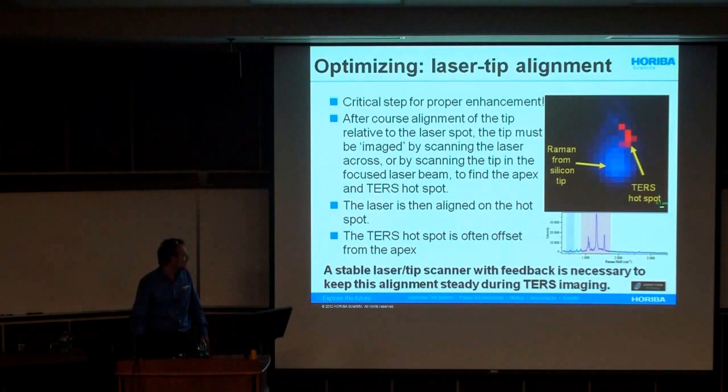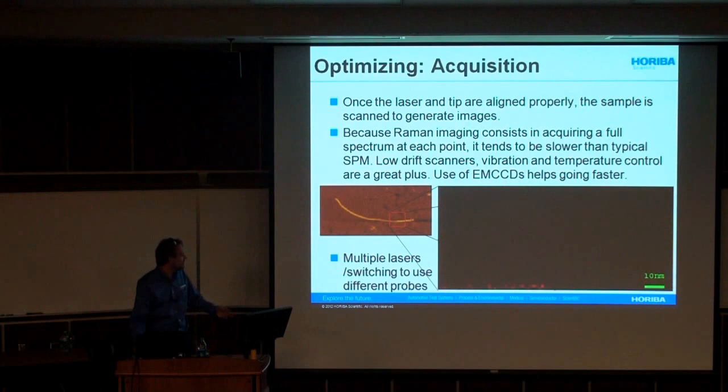A very stable laser tip alignment is critical for this, so you need really a scanner that has some feedback to stay in place while you're doing the imaging. Once the laser and tip are aligned, then you can scan the sample in that case. Okay, so here we have an example of DNA I'm going to show a bit later.